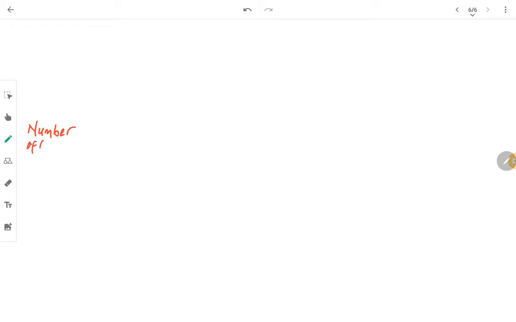Number of sides. Then I want to have number of diagonals. And okay, let me leave number of diagonals. Number of triangles. Then sum of interior angles. So I'm doing like this.